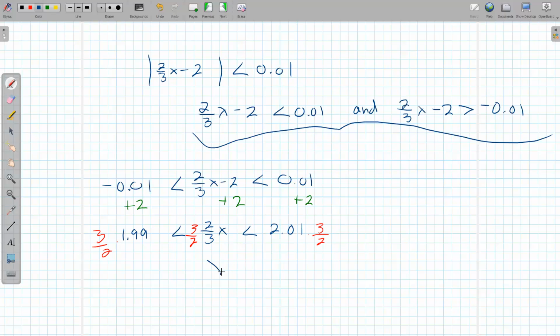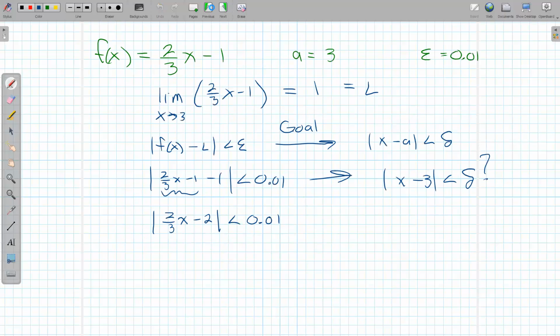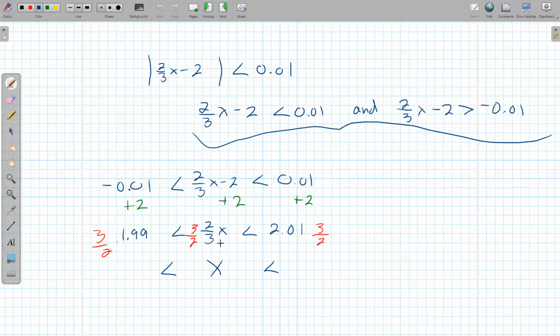Blue. Okay, so that gives me x is in between those two numbers right there. So I guess I need a calculator for those. But I'm not quite done here because I have an x in the middle, but my goal back here was to have an x minus 3. So one more step before I whip out my calculator. I want this to be a minus 3 right here. So that means I have to do a minus 3 on each side with those guys. So let's do it.